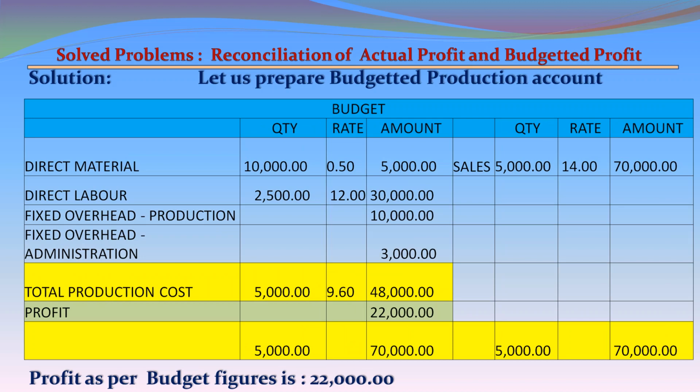On the debit side, expenditure side, direct material 10,000 at 0.50 pounds is 5,000 pounds. Direct labor 2,500 hours at the rate of 12 per hour is 30,000. Fixed overhead production is 10,000. Fixed overhead administration is 3,000. Total production cost is 48,000 for 5,000 units. So the total income is 70,000 as per budget, less cost of production 48,000. The difference, 22,000, is the profit as per budget.